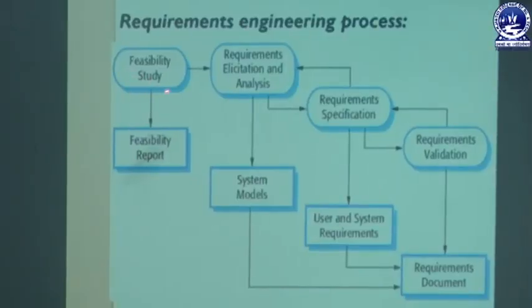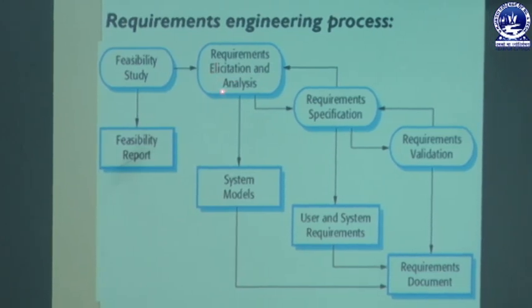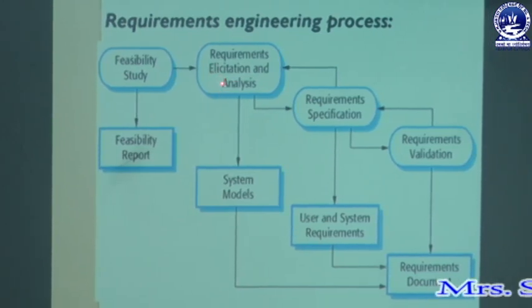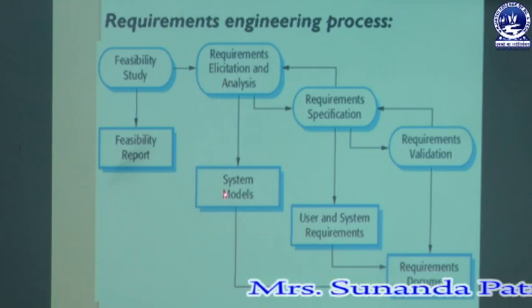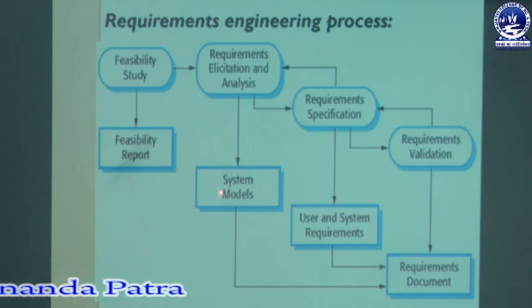After the feasibility study, we will go for the requirement elicitation and analysis. And from the requirement elicitation and analysis, we will develop a system model. That means here we are defining what my customer actually requires. What my customer actually expects from the software, that we have to decide here. So, that is the requirement specification.